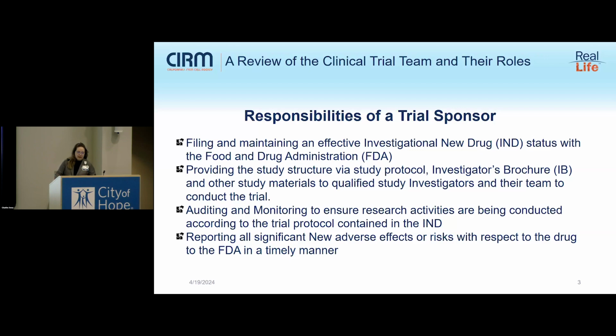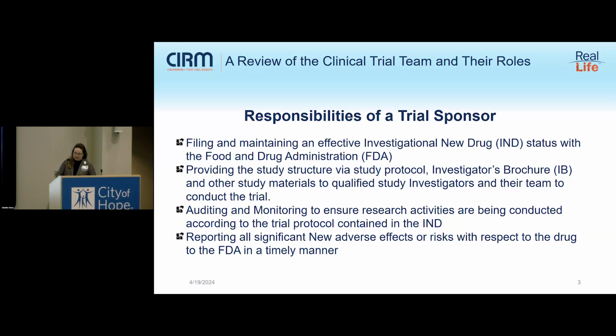This sponsor is responsible for conducting and monitoring to ensure that research activities are being conducted in accordance with the trial protocol in the IND, and reporting all significant new adverse events or risks with respect to the drug to the FDA in a timely manner. So those are the main things that they're responsible for. And our job is to make sure that we continue to support that function as well.